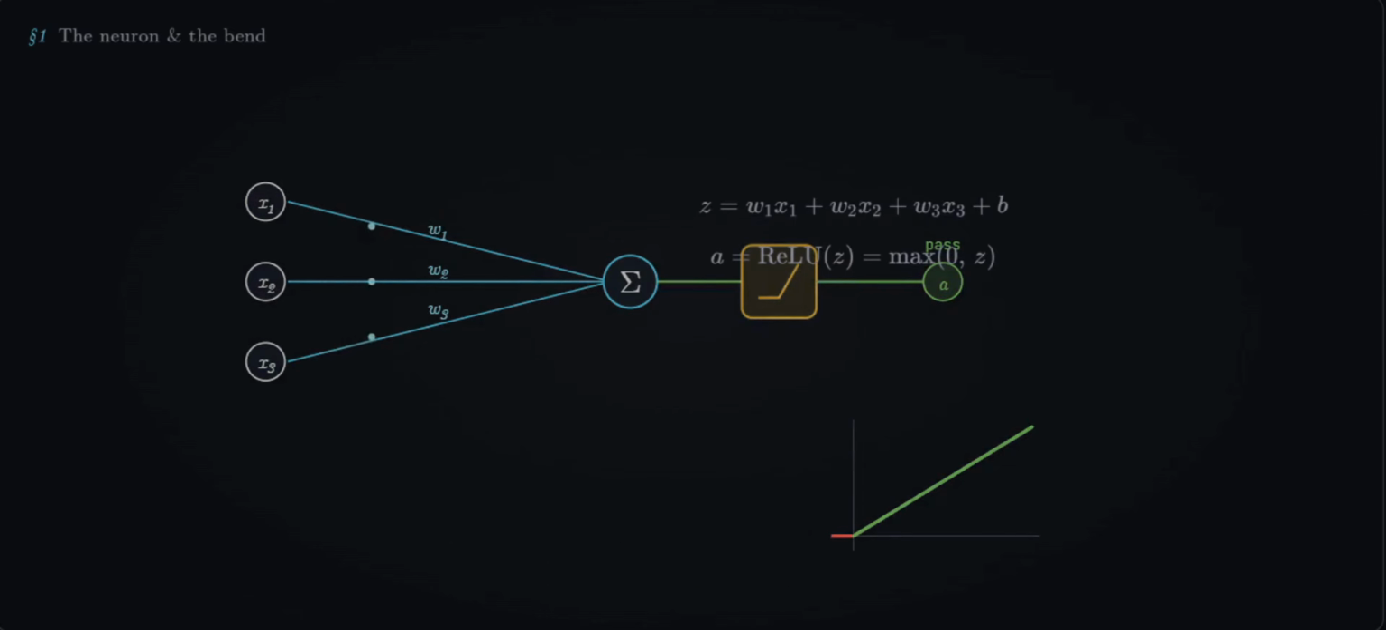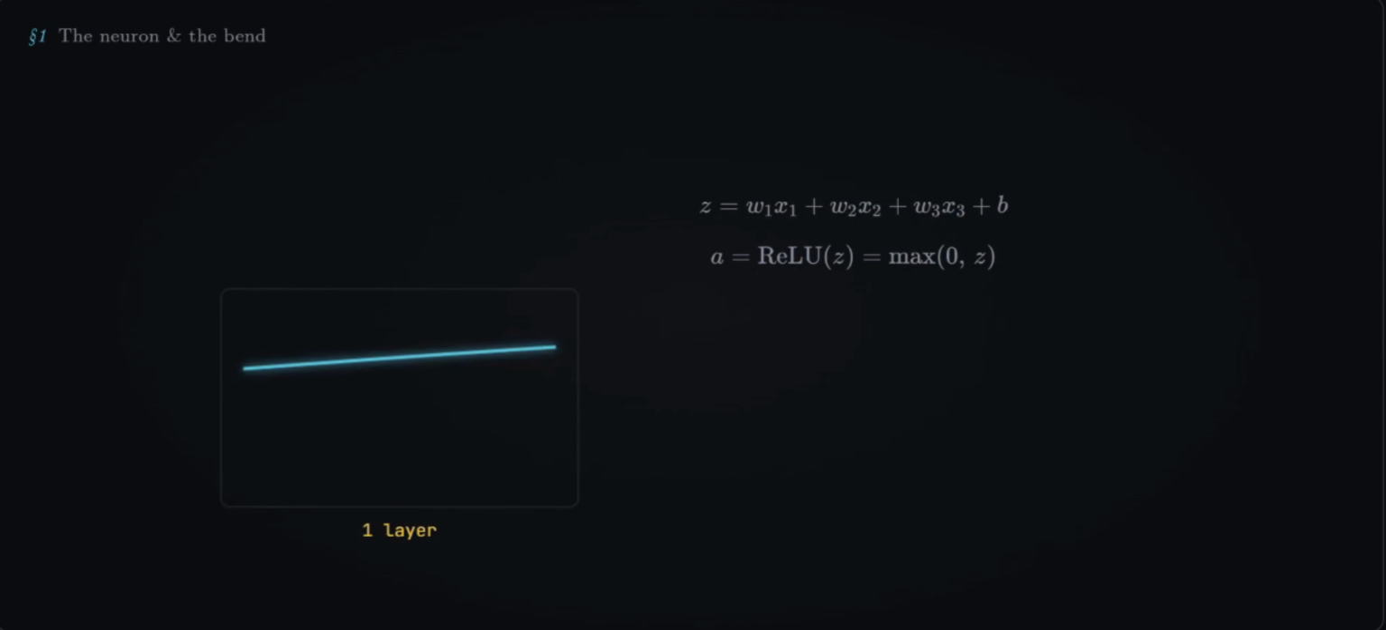A straight line can only ever draw a straight line. Stack these bend units into layers, one feeding the next, and suddenly you can draw almost any shape. So the line became a curve, a coastline, likewise.